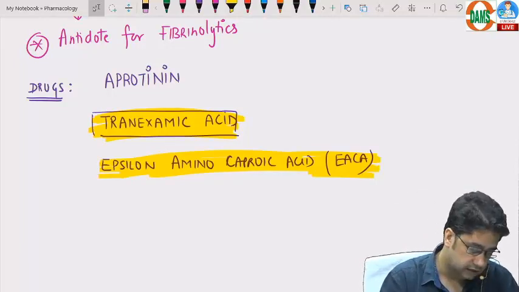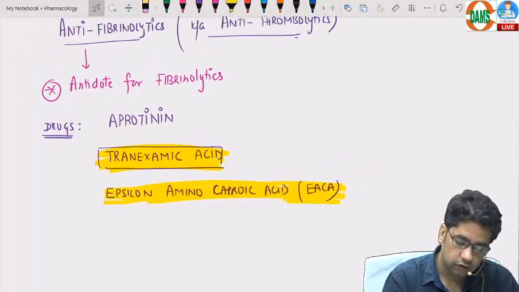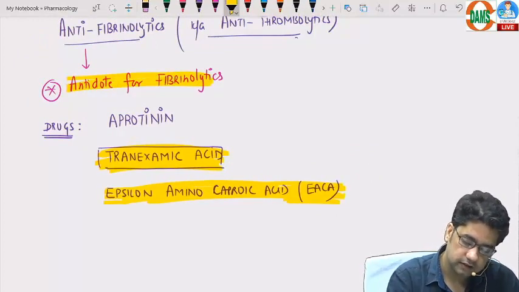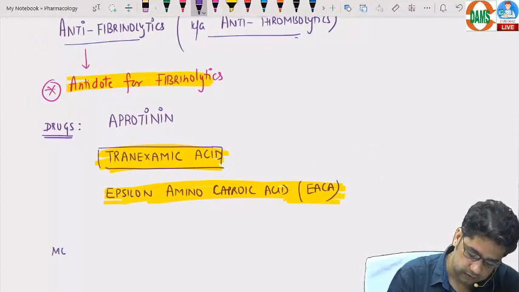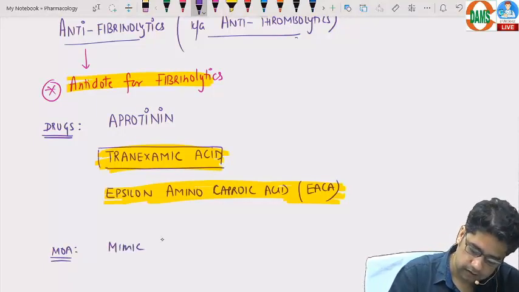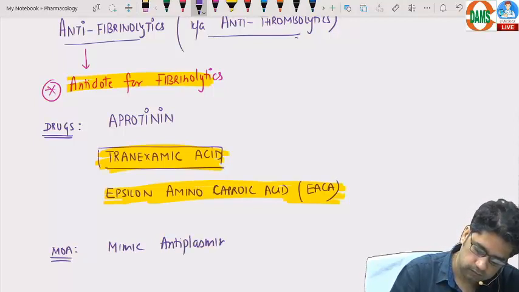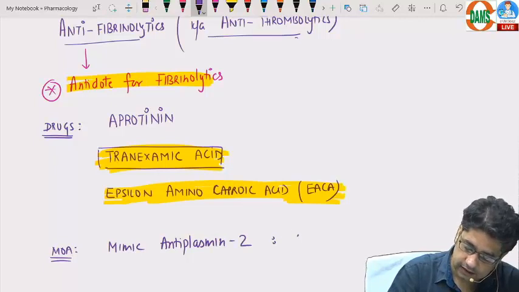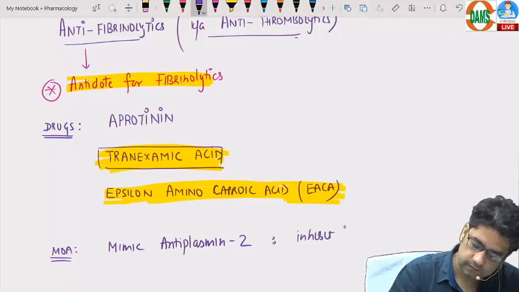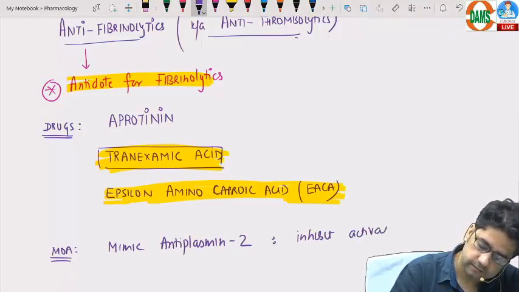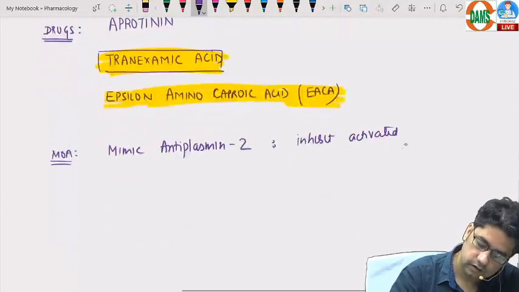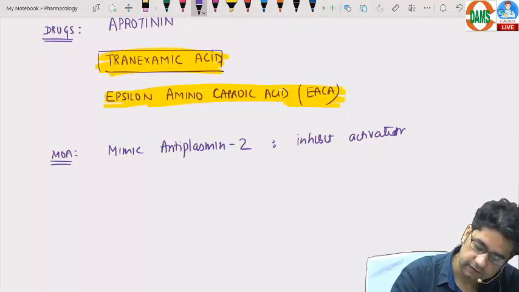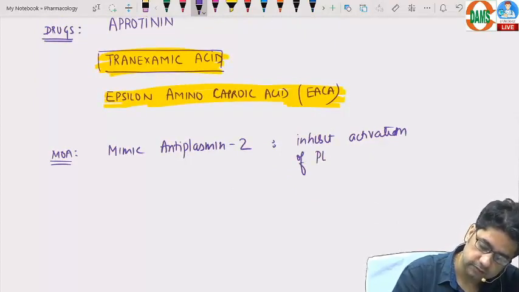Now these are antidote for fibrinolytics. So what is their mechanism of action? These drugs, they mimic antiplasmin 2. Hence they inhibit activation of plasminogen.